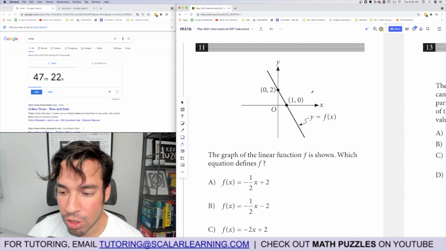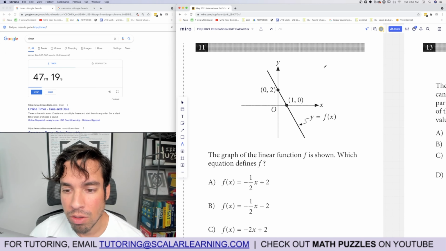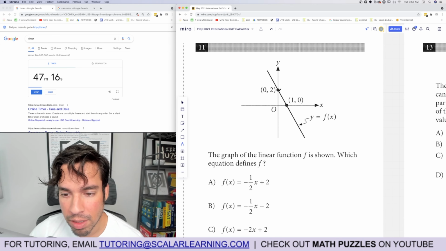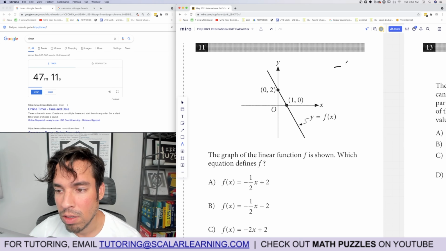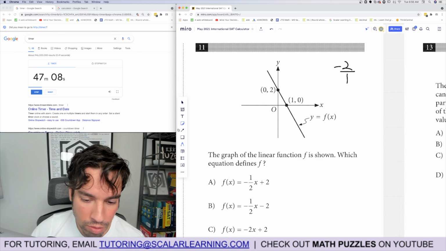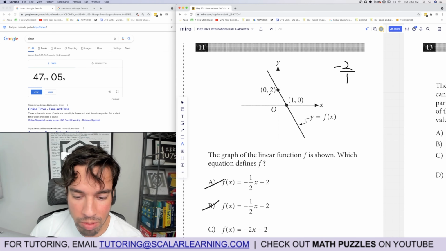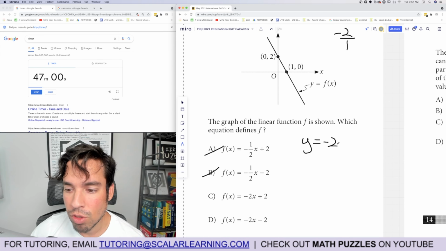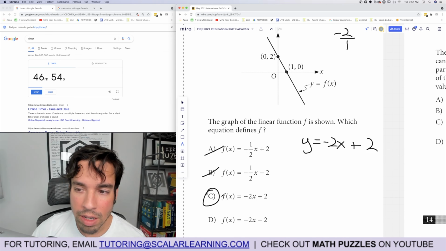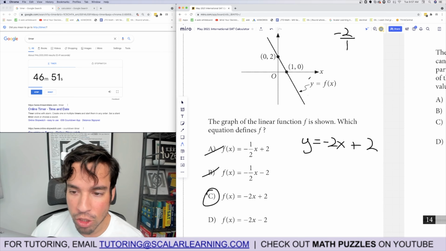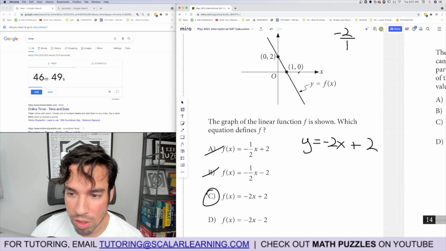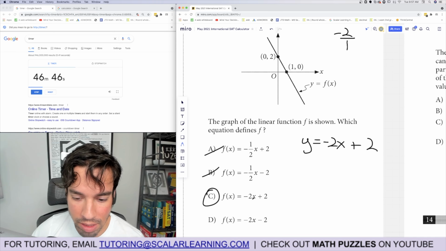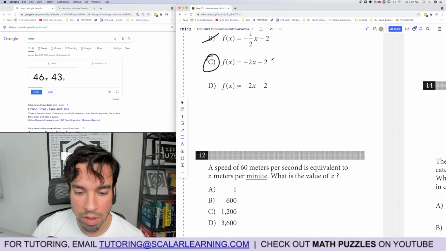Number 11. The graph of the linear function f is shown. Which of the equations defines f? Okay, I can do this really quickly. The slope is going, see, it's up at 2 and then goes down to 0. So the slope is -2 over 1. That means the slope is -2. So these have the wrong slope, and it's a y-intercept of 2. So in y equals mx plus b format, y equals -2x plus the y-intercept, which is 2, which is this guy. Now, just to double check, we're going to take these 2 coordinates and plug them in, make sure it's correct. If I plug in 1, I get -2 plus 2 is 0. That's correct. If I plug in 0 for x, I get 0 plus 2 is 2. It's correct. All right, confirmed.